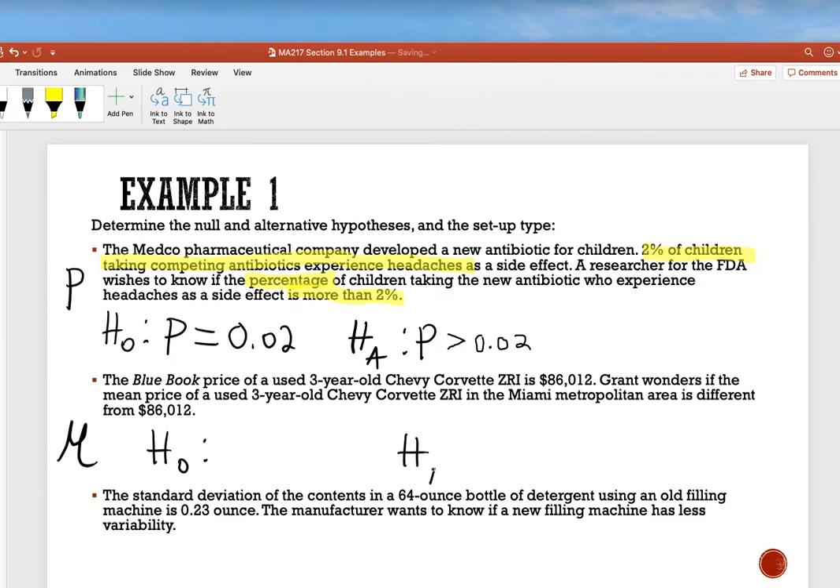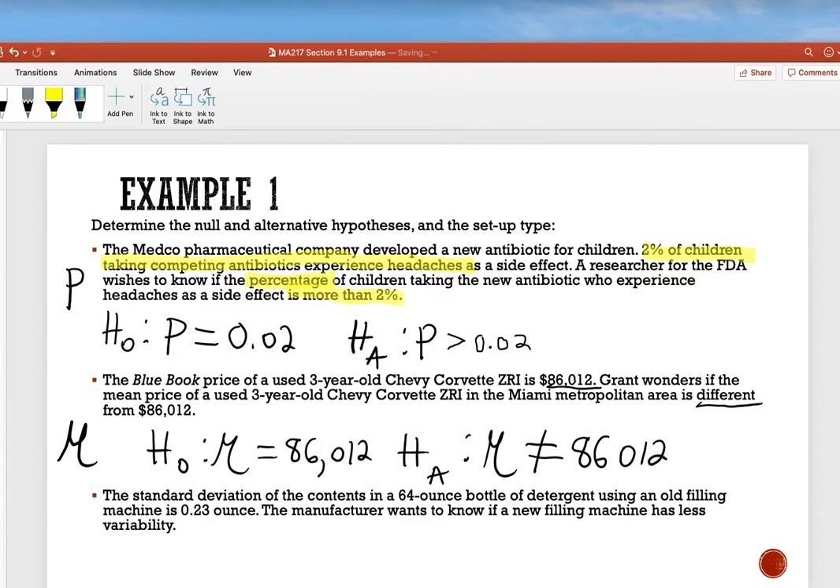The null and alternative hypotheses both have that mean. We were told here that according to the Blue Book price, it is $86,012. So the mean is equal to $86,012, while for the alternative, we want to know if it's different. We're not told if it's greater than or less than, just that it's different. That means the alternative is not equal to $86,012, which means we have a two-tailed hypothesis test here. This one is one-tailed, and this one's two-tailed.